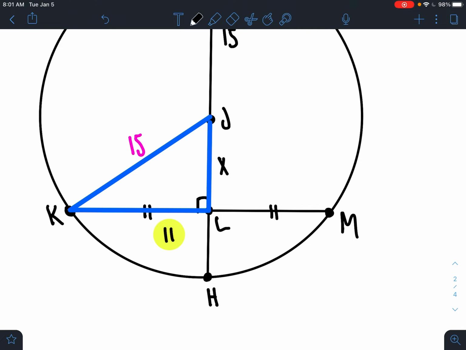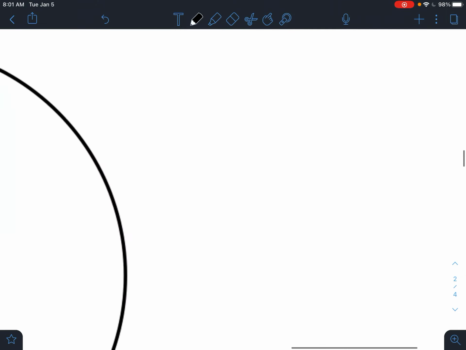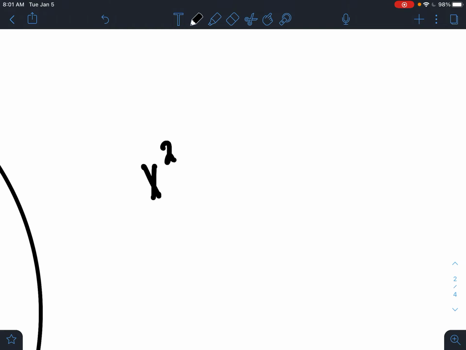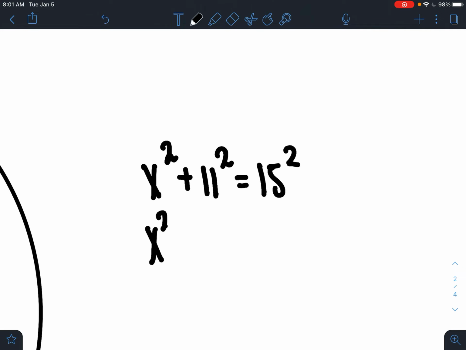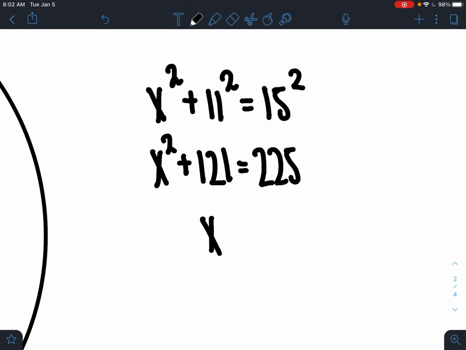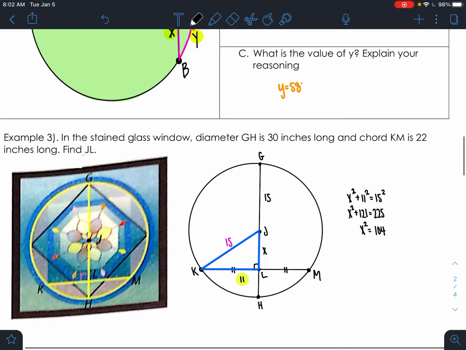So what I'm going to do now is I let JL be x, and now we need to solve for x. So I'm going to use Pythagorean theorem. So I'm going to do x squared plus 11 squared equals 15 squared. I'm going to do x squared plus 121 equals 225. I'm now going to subtract 225 minus 121, and I'm going to get 104. So I have x squared is equal to 104.